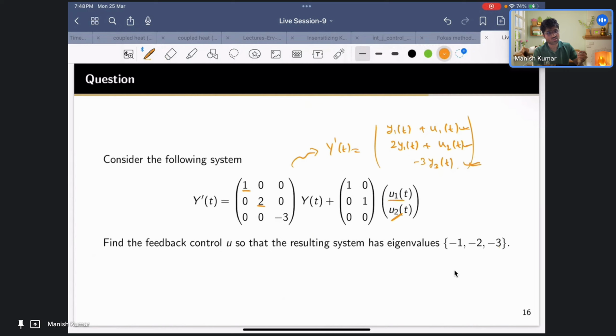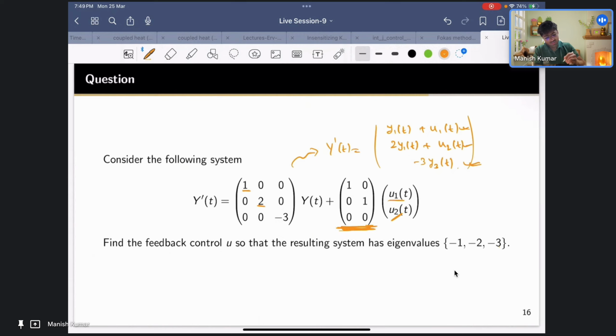But then the question is how to choose the gain. If you want to change -3 to -5, then I'll have to go for u3. It might be possible, but not with these two controls for sure, so you'll have to choose another control u3, in this particular case. This B operator is playing a very important role over here.